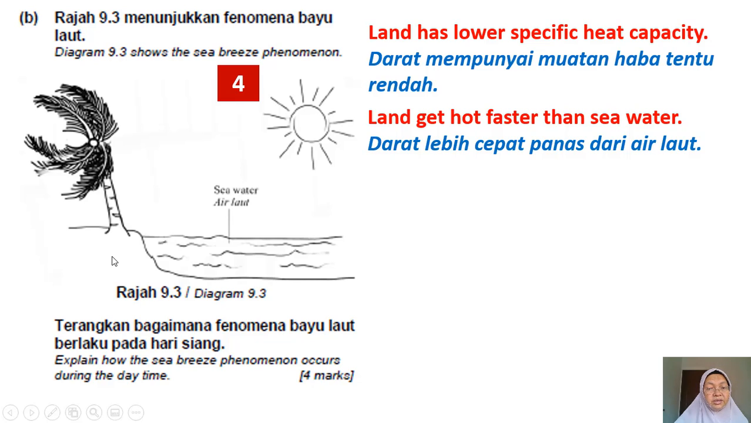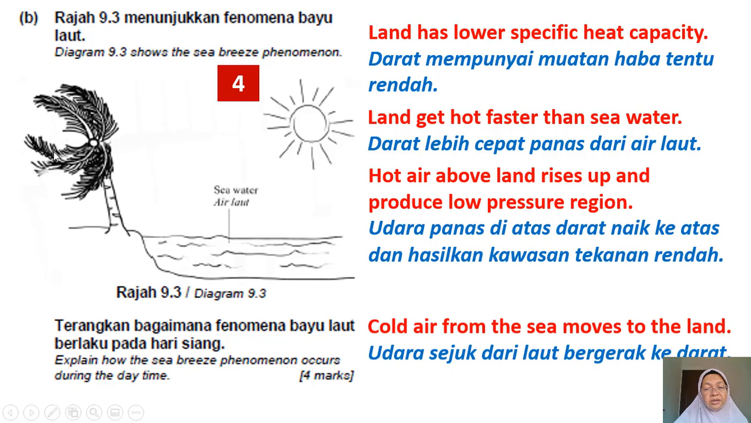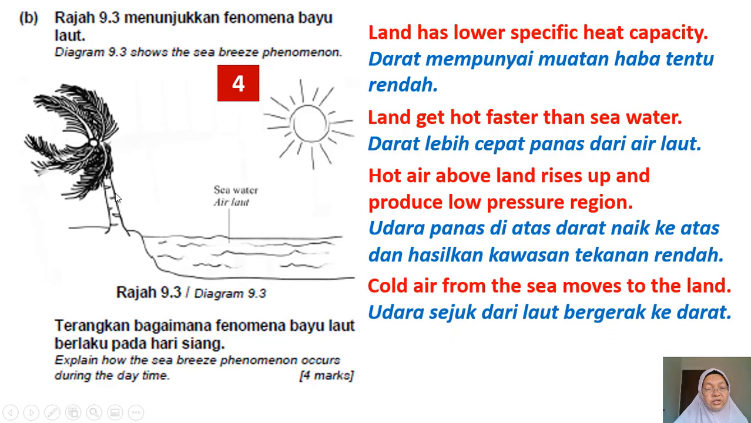So this is the land. And then hot air above land rises up and produce low pressure region. So kawasan sini udara panas akan naik ke atas dan meninggalkan kawasan yang bertekanan rendah. Therefore cool air from the sea move to the land. Dan udara sejuk dari laut bergerak ke darat, maknanya dari kawasan tekanan tinggi di laut pergi ke kawasan bertekanan rendah di atas darat. Jadi ini menyebabkan ada bayu laut. Udara sejuk daripada laut bergerak ke darat.